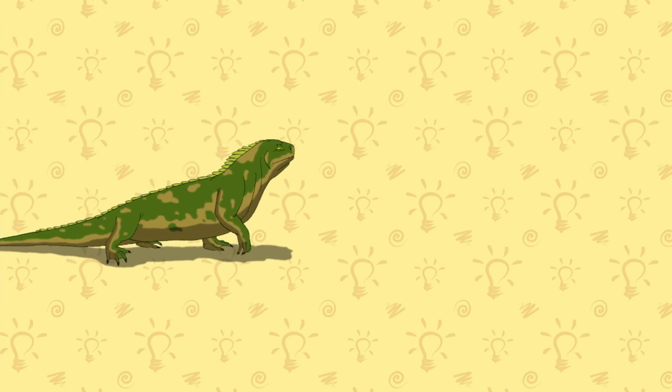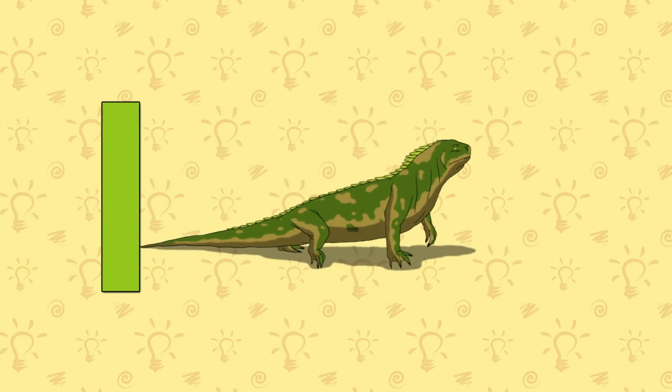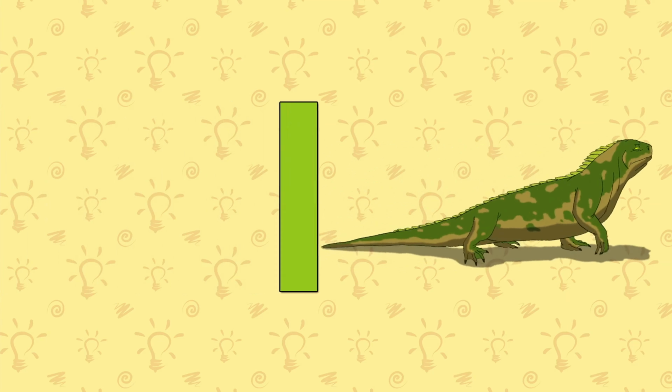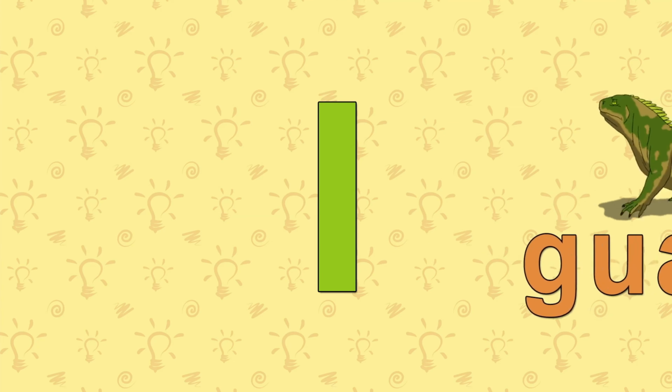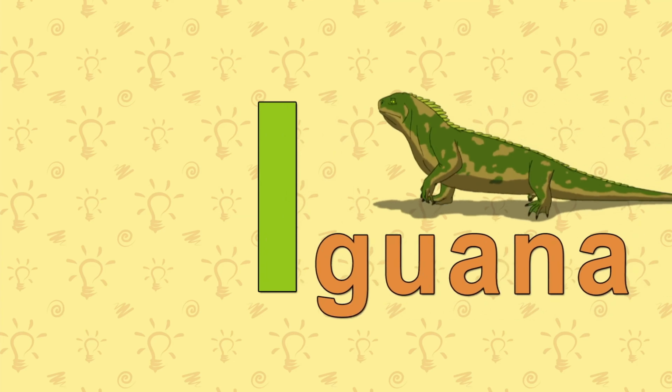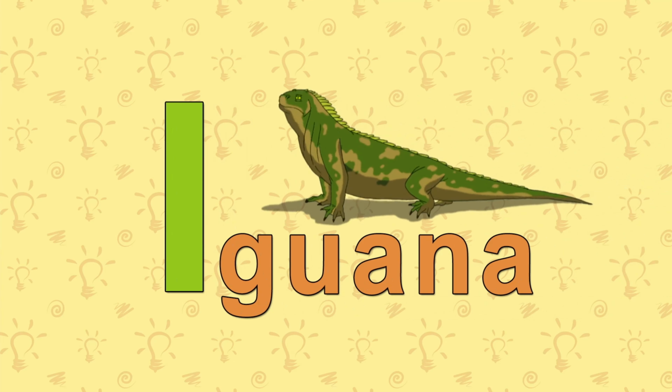Children, this is alphabet I. I for iguana. Say after me. I for iguana. Let's repeat. Once again. I for iguana. Very good.